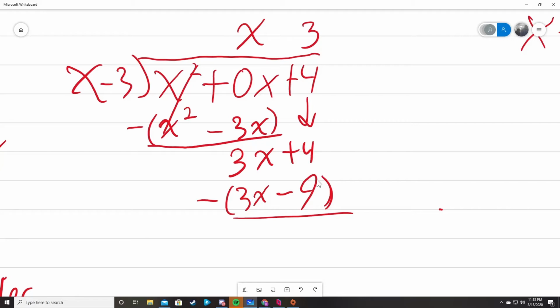So let's go through, let's do this. We know 3x minus 3x, that cancels out, just like how it did with the x squareds. Now 4 minus negative 9, that turns it into 4 plus 9. 4 plus 9 is going to end up giving us a 13 as an answer.